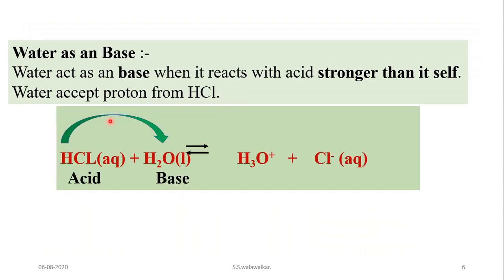Then water can also act as a base when it reacts with an acid stronger than itself. For example, water accepts a proton from HCl. So water acts as a base and HCl acts as an acid. When water accepts a proton, it forms the hydronium ion, which is the conjugate acid of water, and HCl donates its proton and forms its conjugate base, the Cl ion. Thus water acts as an acid as well as a base.